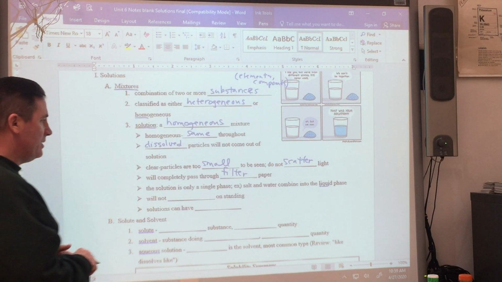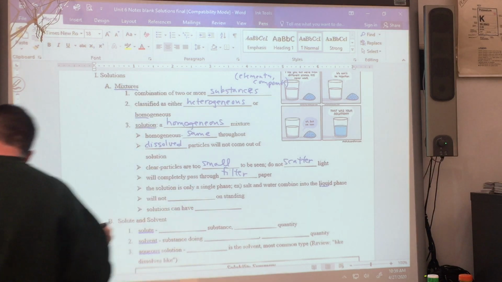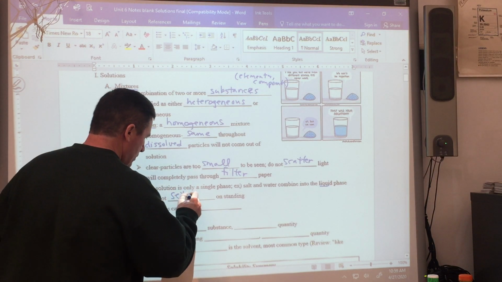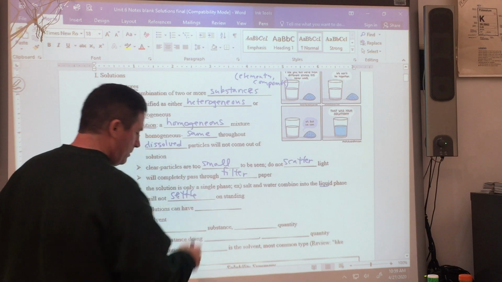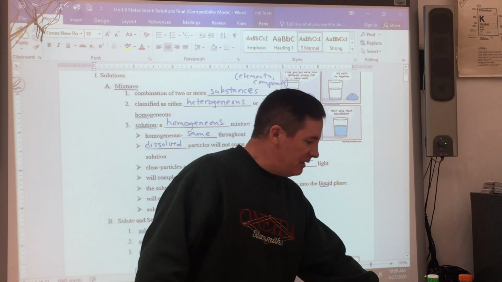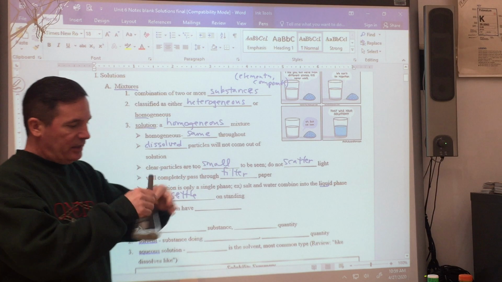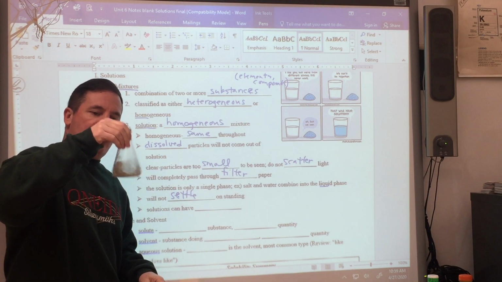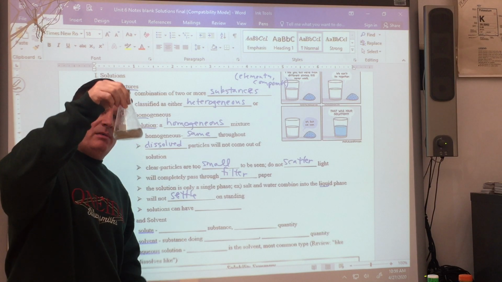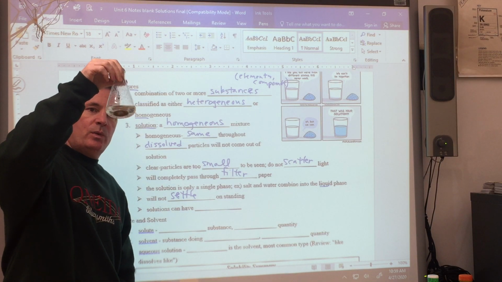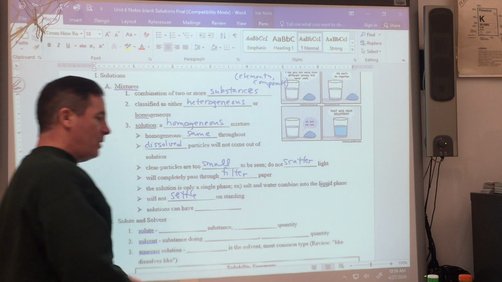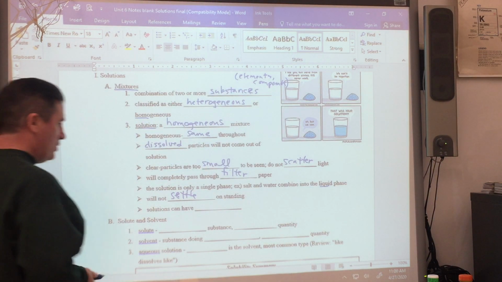It will not settle on standing. In other words, if I have this, I can shake this to the point where the sand will stay in the water for a little bit, but eventually it will settle to the bottom. So that's another reason why that is not a solution.